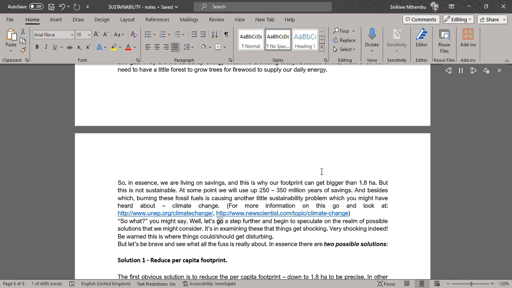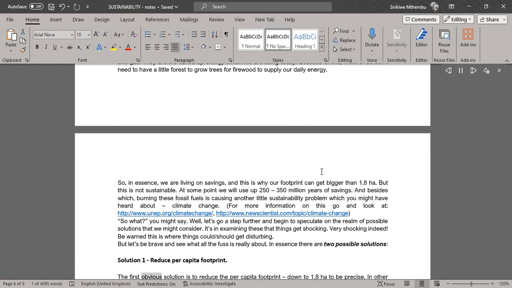Well, let's go a step further and begin to speculate on the realm of possible solutions that we might consider. It's in examining these that things get shocking. Very shocking indeed. Be warned, this is where things should get disturbing. But let's be brave and see what all the fuss is really about. In essence, there are two possible solutions. Solution 1. Reduce per capita footprint.